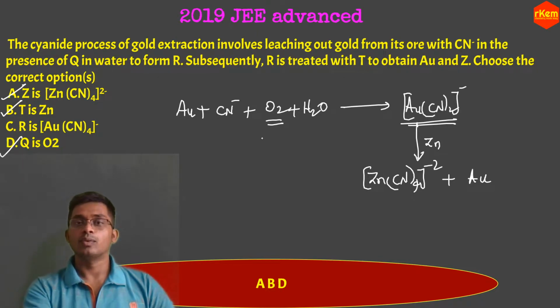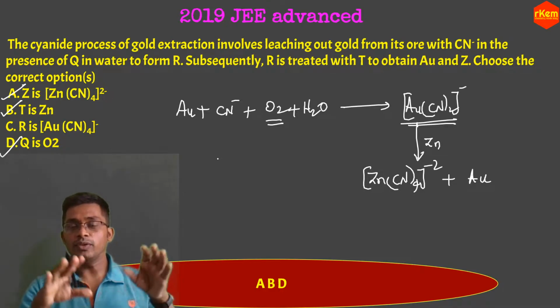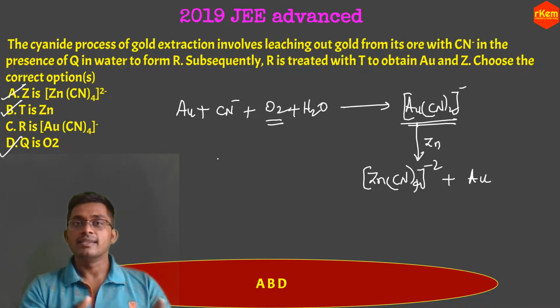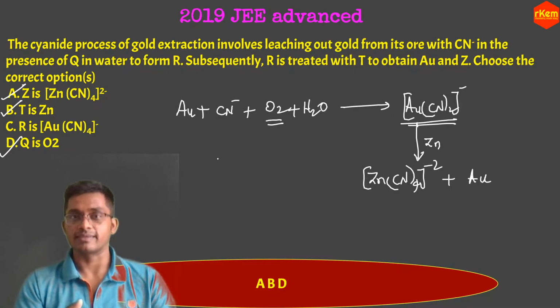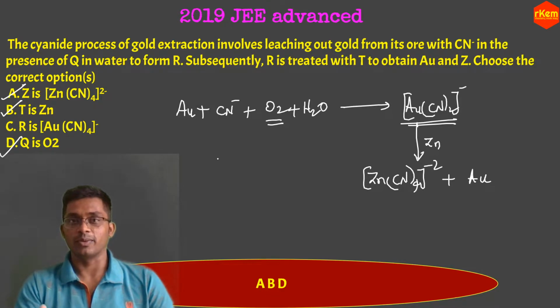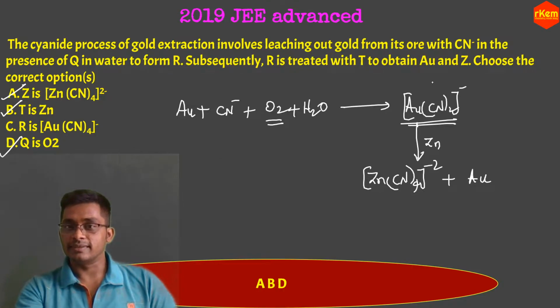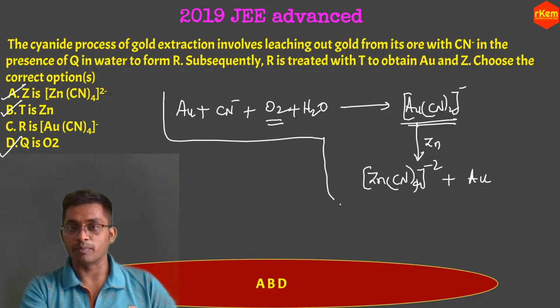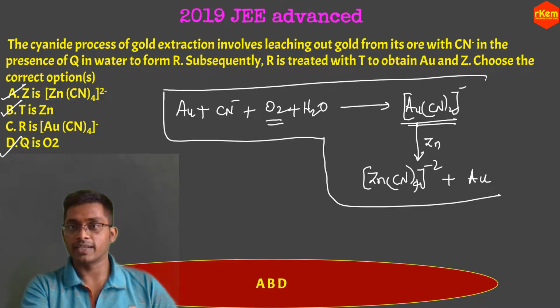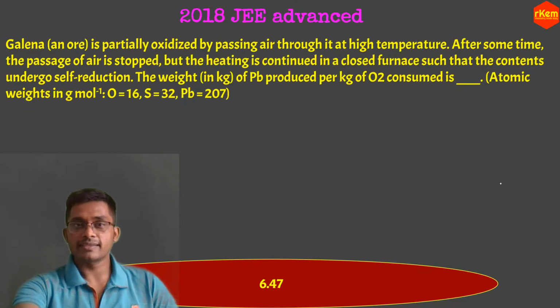So this is O2. Okay, so if you know hydrometallurgy or cyanide process or MacArthur process, there are different names for this. Simply leaching of gold. Okay, so this reaction is very, very important. Direct from NCERT. Okay, next.